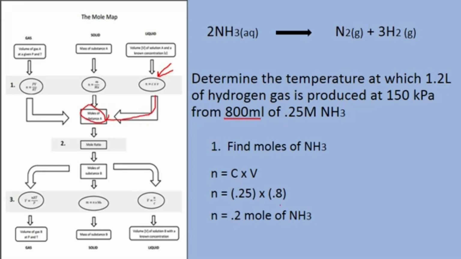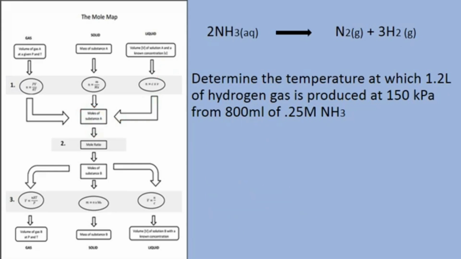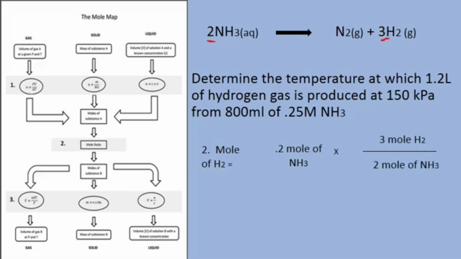We're currently at the moles of substance A. Next step is the mole ratio. We want to find the moles of the other substance, which is H2. So we'll write down the one number we know, which is 0.2 moles of NH3, and we'll come up with our mole ratio. We've got a 2, we've got a 3 to put in. We want units to cancel, so we'll put the 3 moles of H2 up top, so that is remaining, and we'll be able to cancel out the moles of NH3 on the bottom. Some quick multiplication here should give us 0.3 moles of H2.